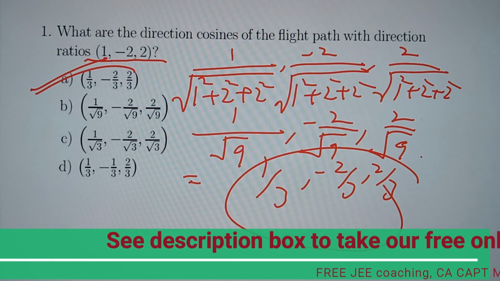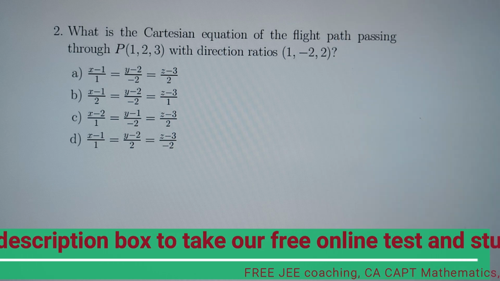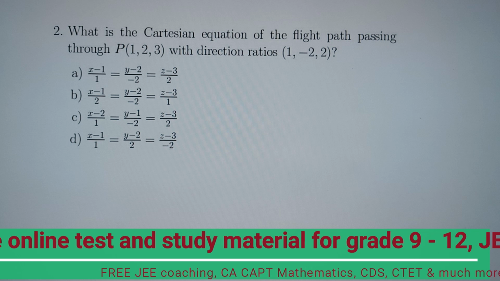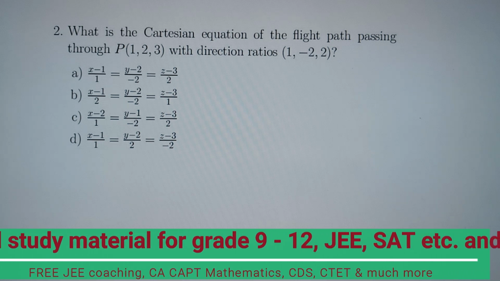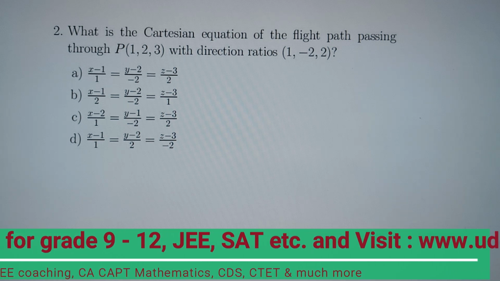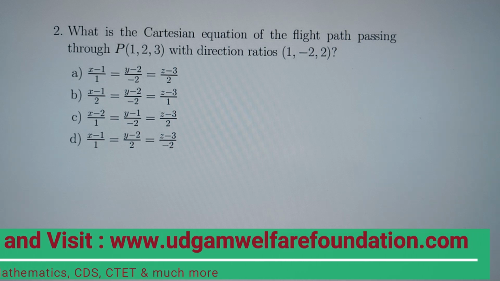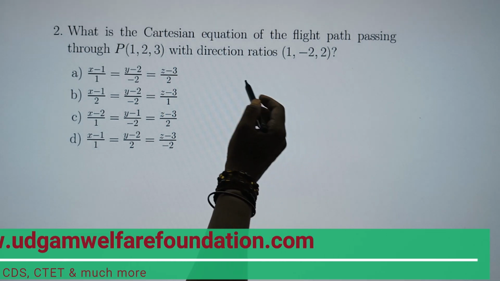Now let's move towards question number 2. So students, here comes our question number 2: what is the Cartesian equation of the flight path passing through the point (1, 2, 3) with direction ratios 1, minus 2 and 2? Such a type of question we have already discussed in our case study number 1. Let's understand the formula.